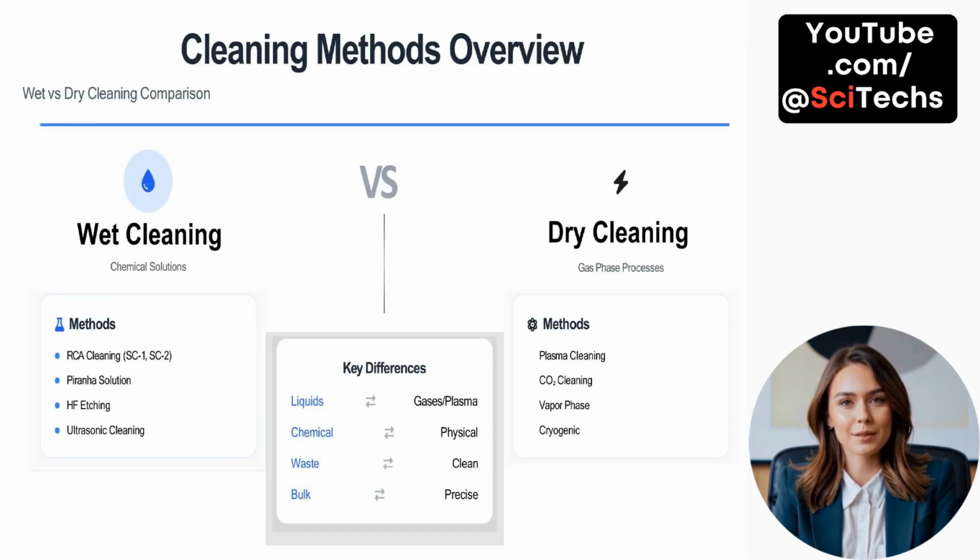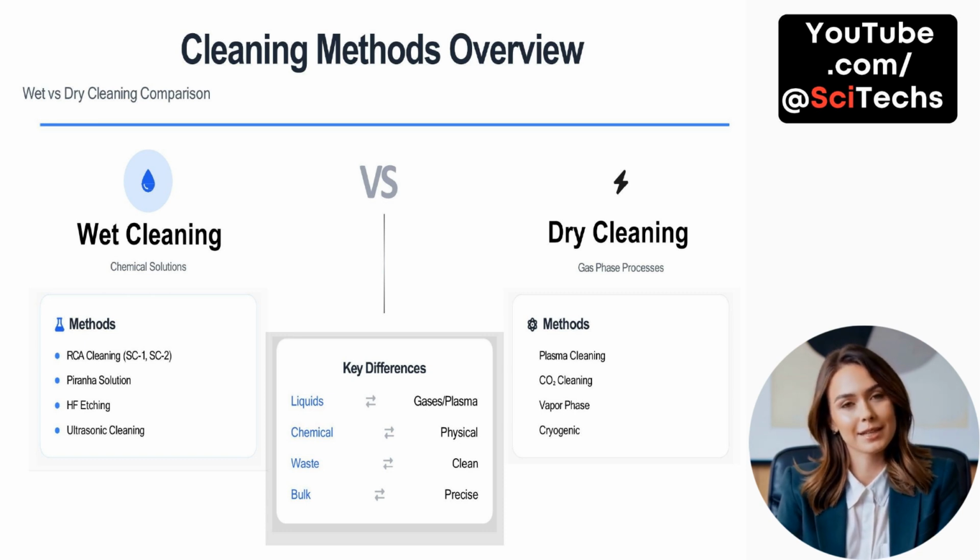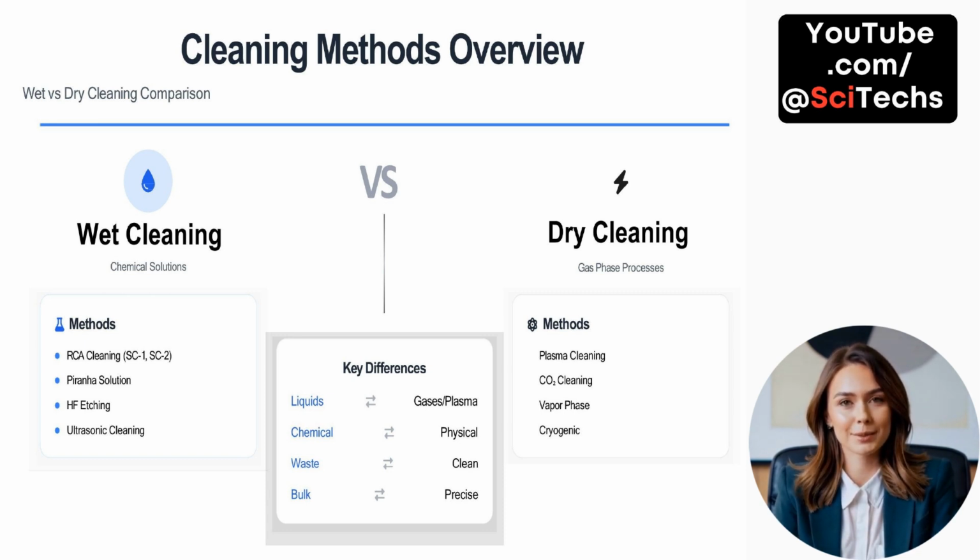Cleaning methods. Overview: wet versus dry cleaning. Semiconductor cleaning can be categorized into two primary methods: wet cleaning and dry cleaning, each with distinct approaches and advantages. Wet cleaning uses chemical solutions, with methods including RCA cleaning, which involves SC1 and SC2 solutions, Piranha solution for organic removal, HF etching to eliminate oxides, and ultrasonic cleaning for physical dislodging of particles. These techniques rely on liquid phase reactions and tend to generate chemical waste.